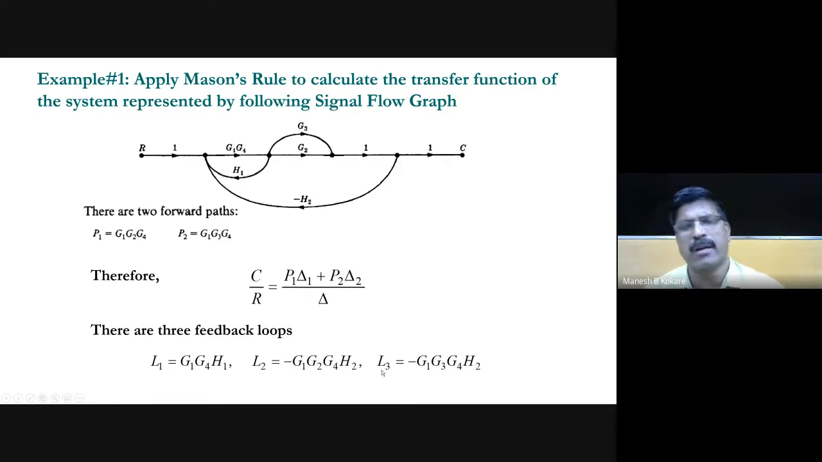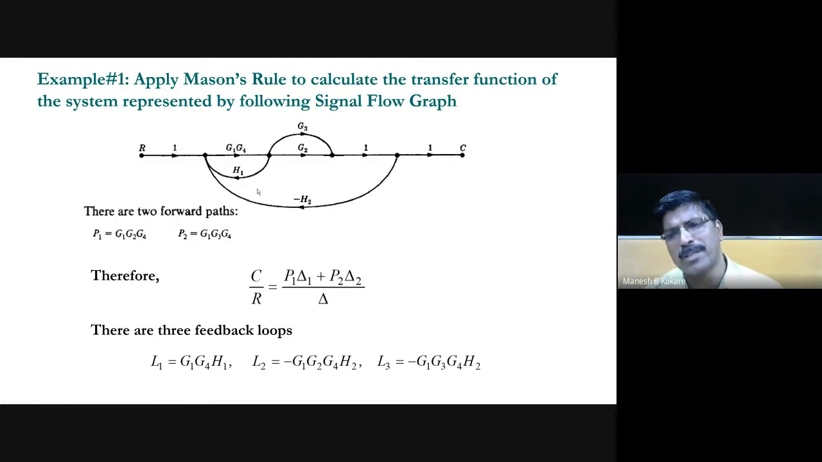Now look at these three loops, and check whether there is any combination of two loops that are not touching each other. The first and second loops are touching each other because they have a common node. What about the first and third? The first one is this one and the third one is this one. For both, this node is common, so they are touching each other. So there is no combination of two non-touching loops.